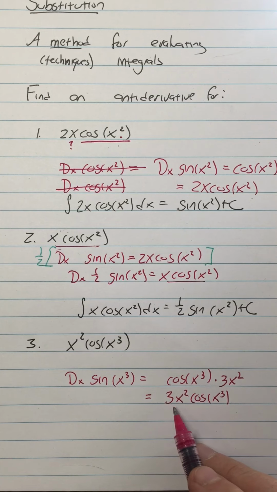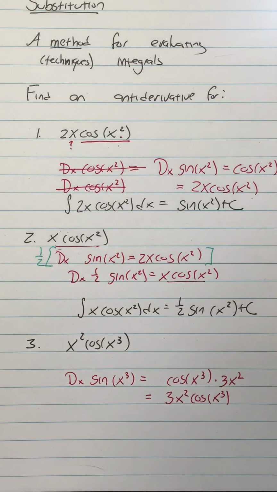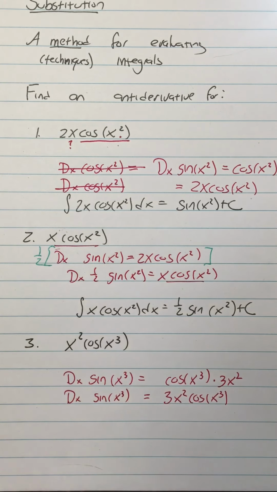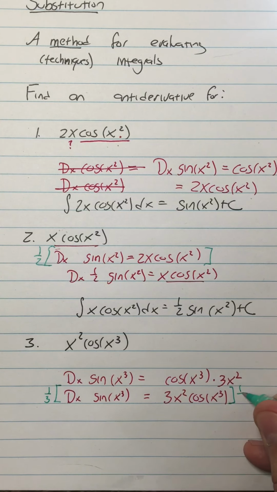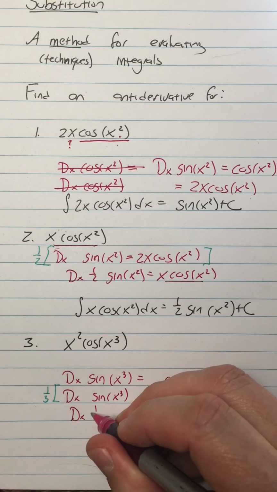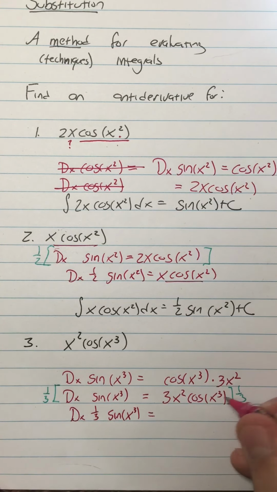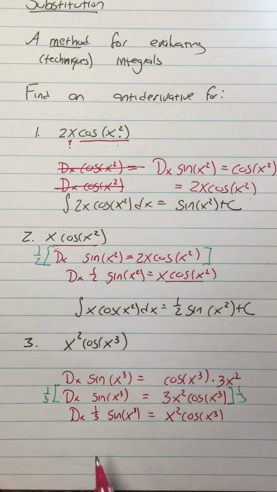All right, but I don't want the 3. That's my problem. I have the x squared cosine x cubed, but I don't have the 3. So I'm going to pull the same trick we had here. Let's get rid of the 3. This is what the derivative of sine of x cubed is, so I'll just multiply both sides of the equation by 1/3. And then I will get that the derivative of 1/3 of sine of x cubed is equal to, the 1/3 will cancel with the 3, and I'll have x squared cosine of x cubed. So indeed, the derivative of 1/3 sine x cubed is x squared cosine of x cubed.